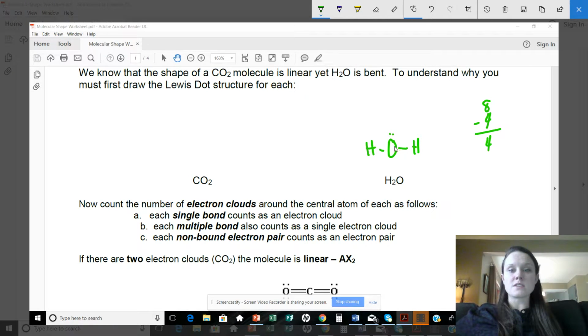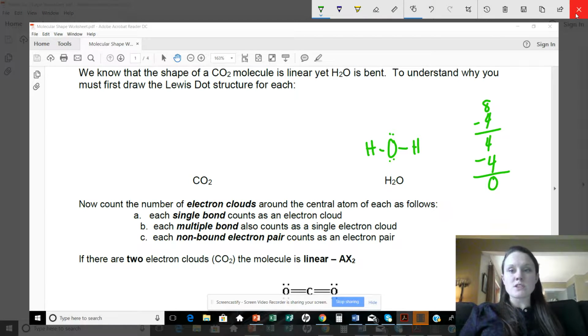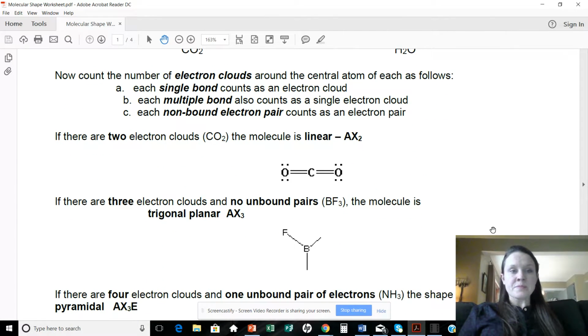To finish the octets around each atom, I need 4 more valence electrons. Now remember, I don't need any more around the hydrogens because hydrogen only needs 2 valence electrons total, so both of the hydrogens have a full outer shell already. So I just needed to add the 2 pairs here on oxygen so that oxygen ended with 8 valence electrons. So now after you subtracted the 4 valence electrons that you needed to finish oxygen's octet, you get a calculation of 0, which means that you have only single bonds in that water molecule. Okay? All right, so that's our review of Lewis structures.